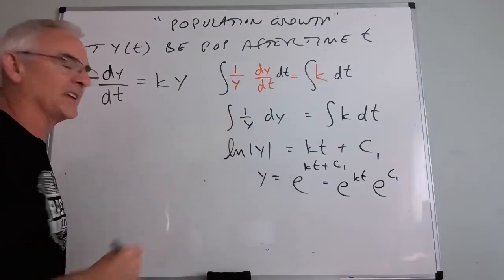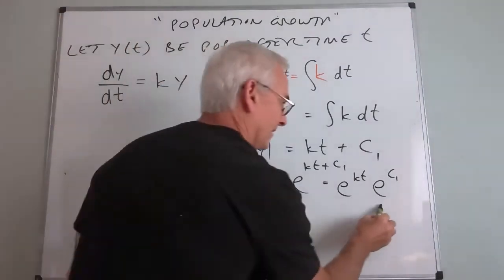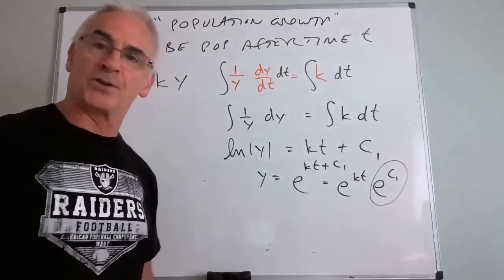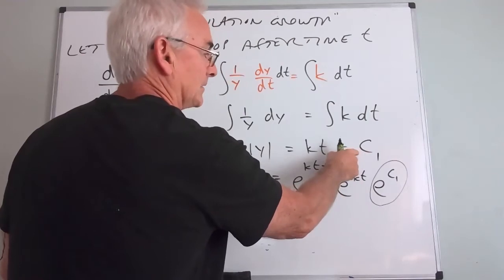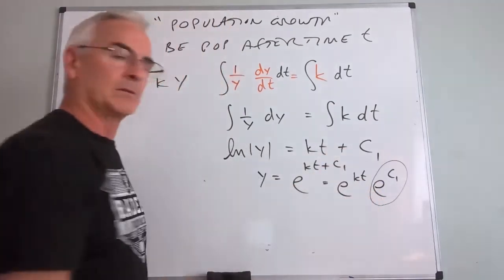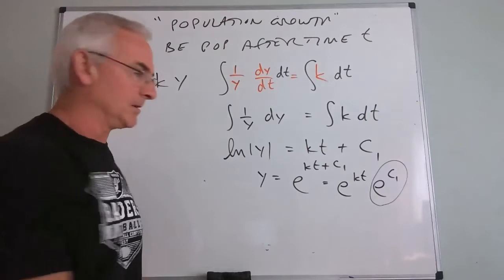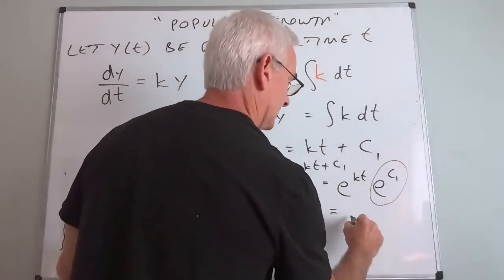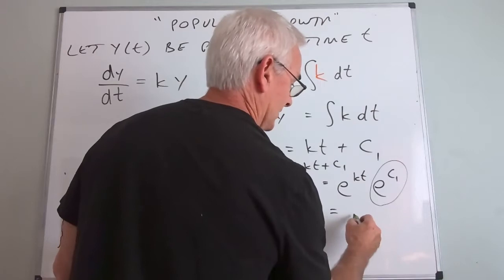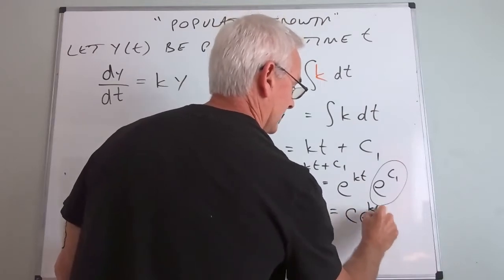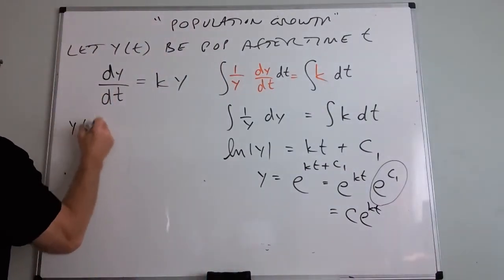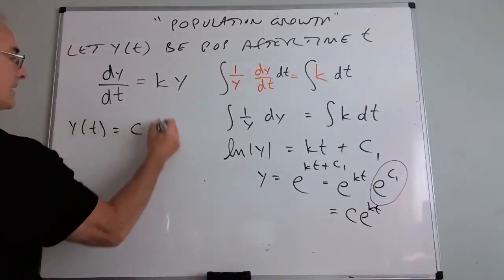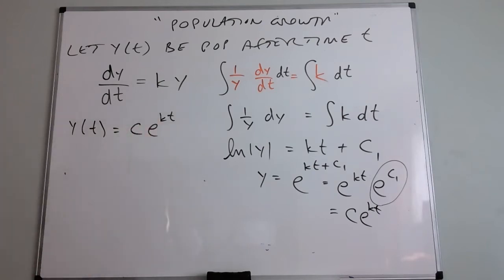Now, if c1 represents an arbitrary constant, doesn't e to the c1 also represent an arbitrary constant? This c1 can be anything positive or negative. This is e to the c1. That would have to be strictly positive, wouldn't it? So why don't we, for lack of a better name, call that c2? Or even just c. I said it's going to change. So here's what I got so far. I've got y of t equals c e to the kt. That means that the population is growing exponentially.